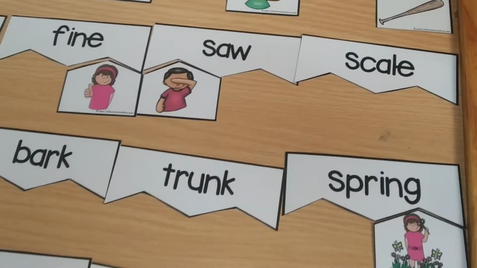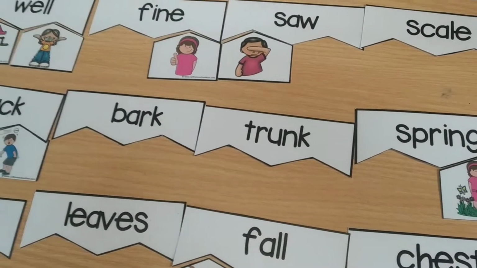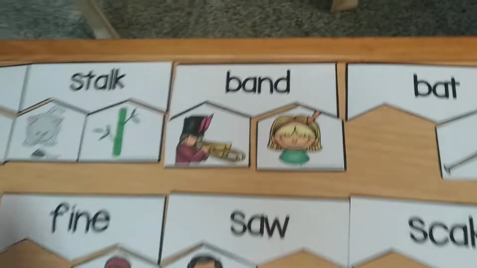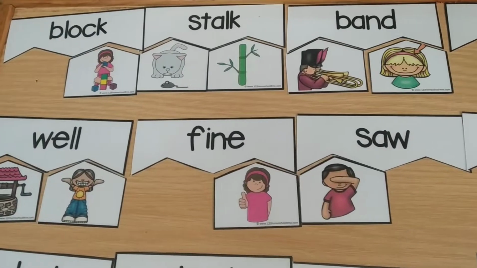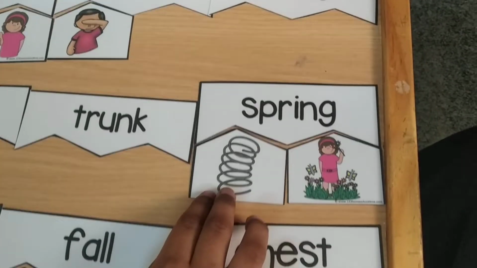Band. Music. Music, correct. See, now you filled two here. Hair band and the music troupe is also called a band. Okay, so many things you have filled. Spring. Sofa spring. Sofa spring, yes.